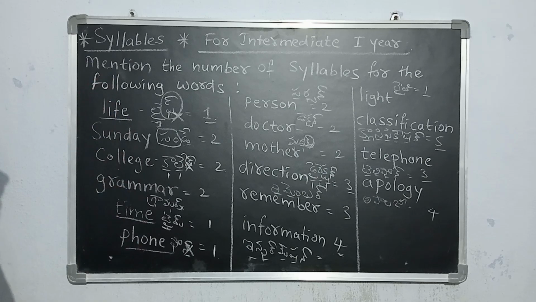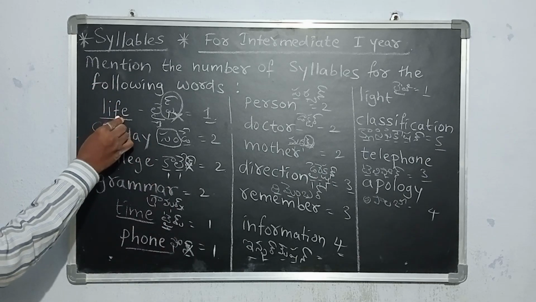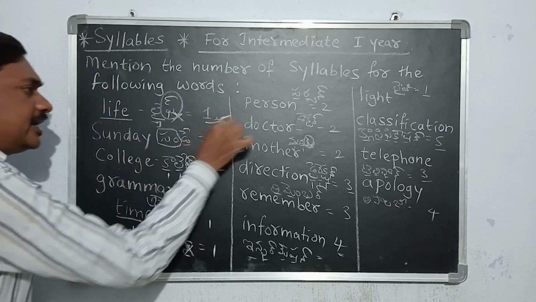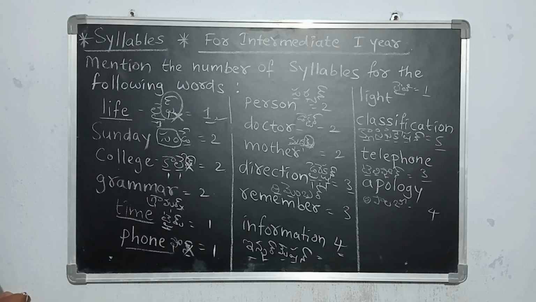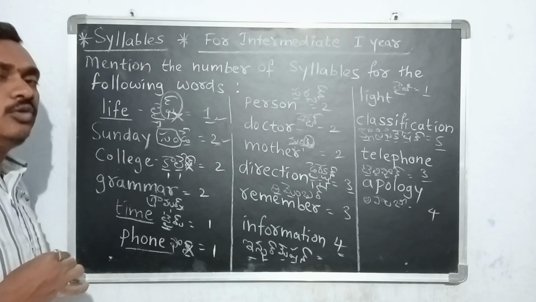Once again, here, life. The word life is only one syllable, so it is a monosyllabic word. The word Sunday, there are two syllables, so this is a disyllabic word. Sunday, so we can write it in Telugu.